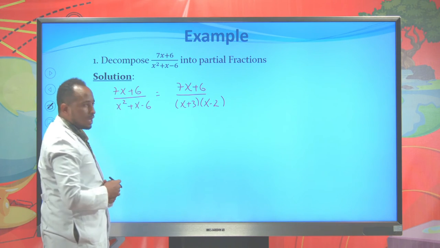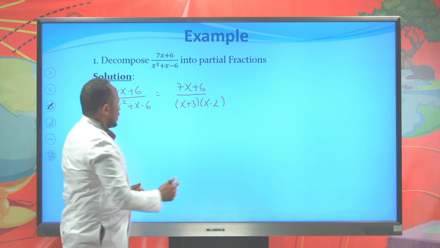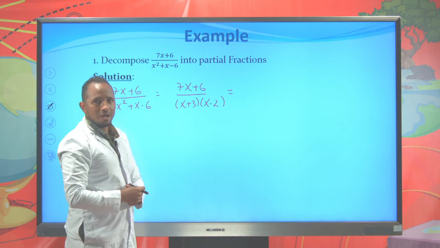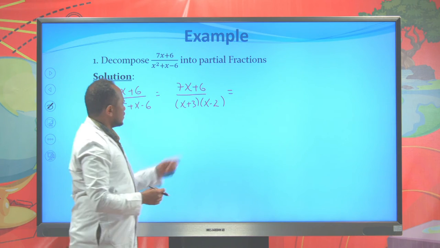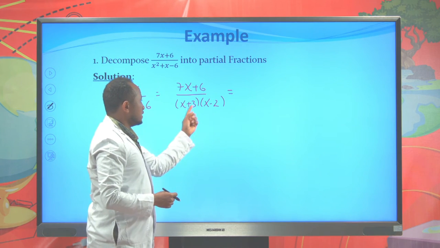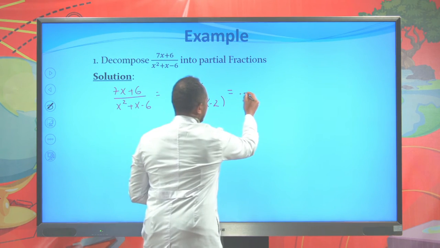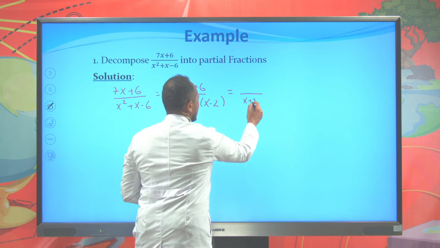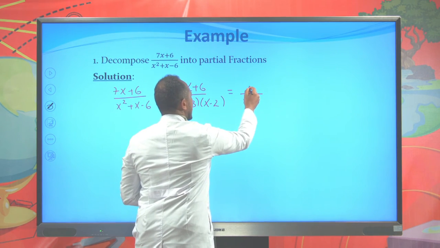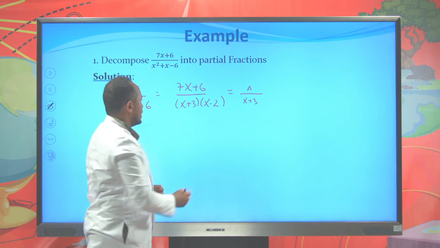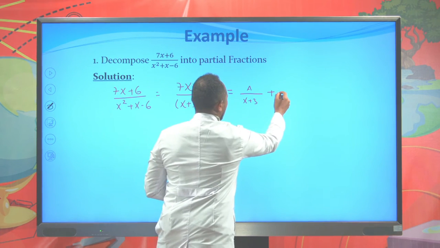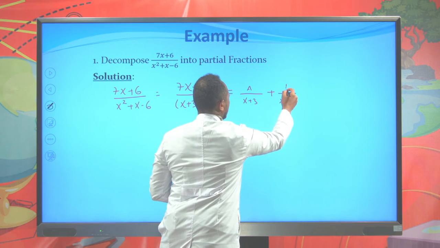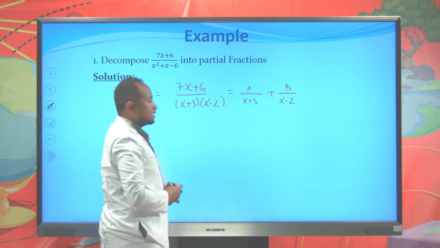So after this, you just use the guideline listed in the table. Here we have linear terms. So write in the denominator part x plus 3. For x plus 3, you'll have some constant A. And plus you have x minus 2 here. For this part, you have another constant B.